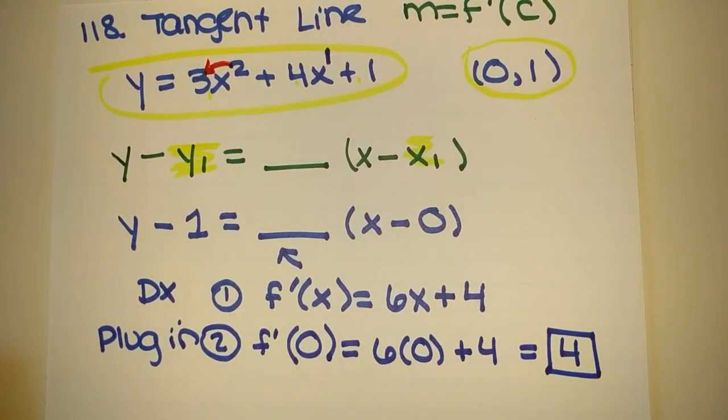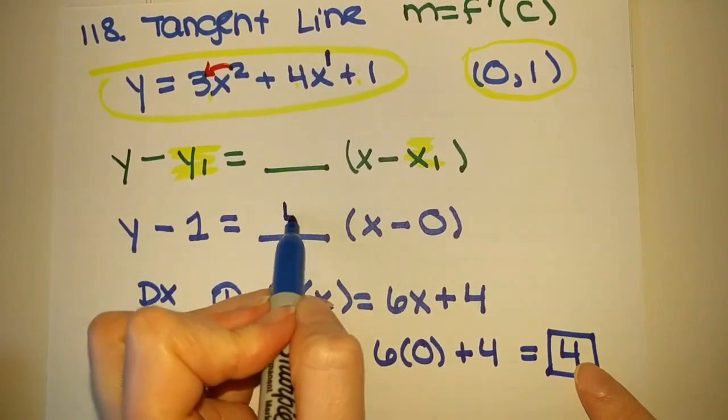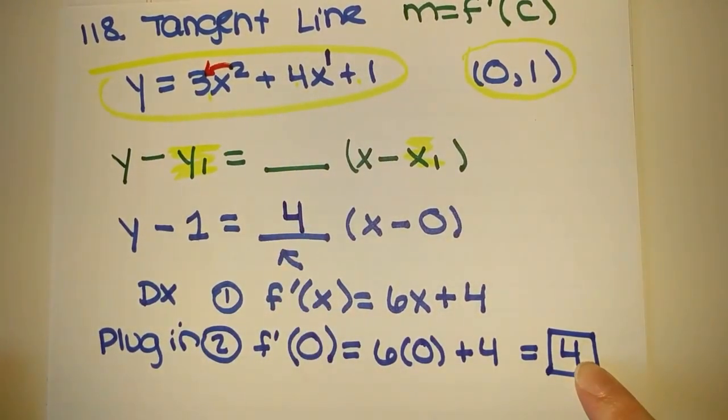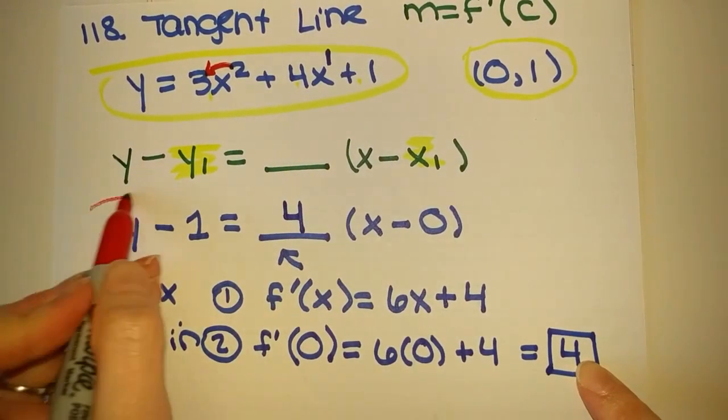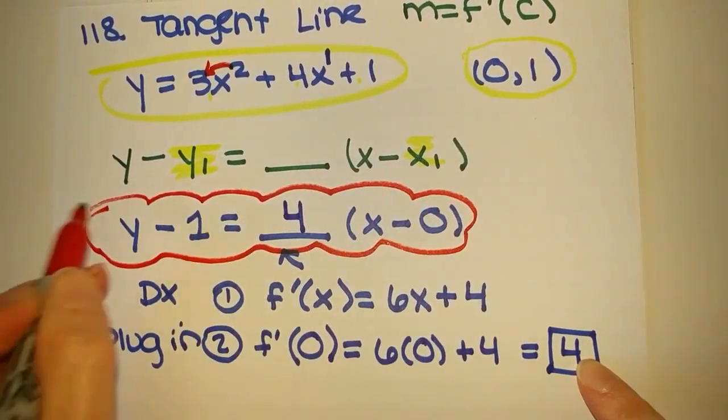So 4 is the slope of our tangent line, and that's what we can plug in for our m value in the point slope form. So this is a perfectly acceptable format as point slope form goes.